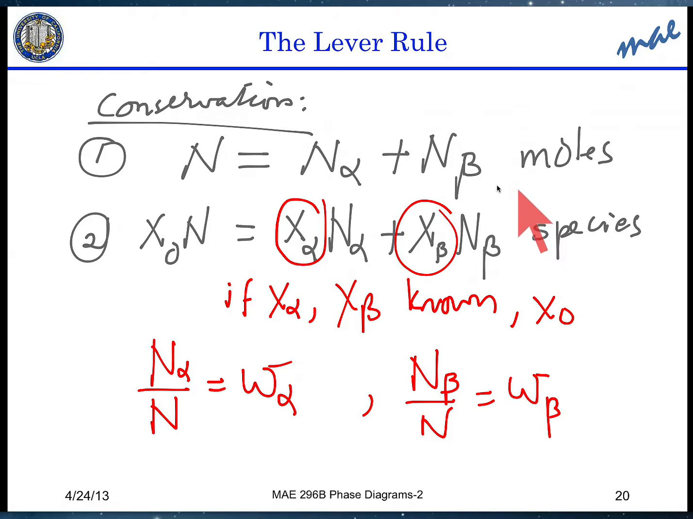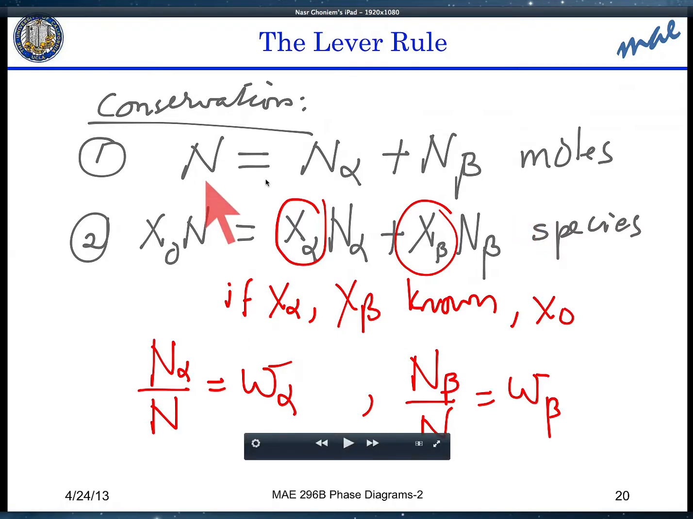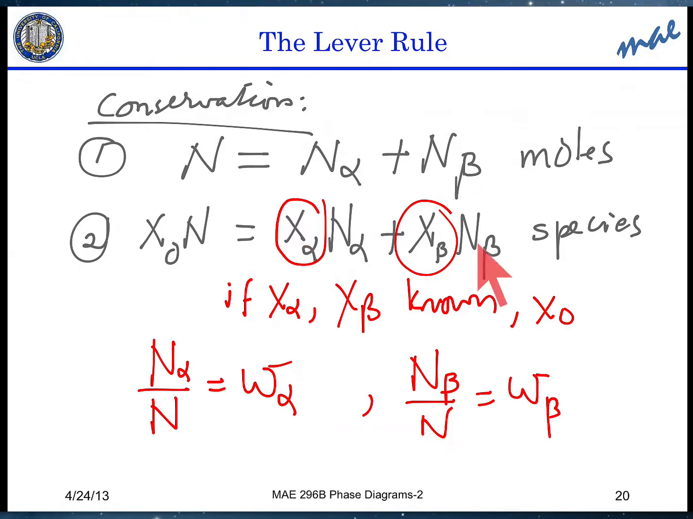What is really interesting about these equations is that the first line is like force equilibrium. So the total force is split into two forces. And the second line looks like moment equilibrium. So the total force times a distance is equal to the force alpha times its distance plus the force beta times its distance.